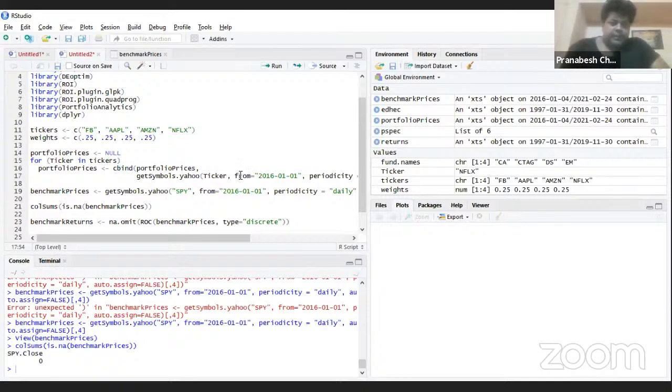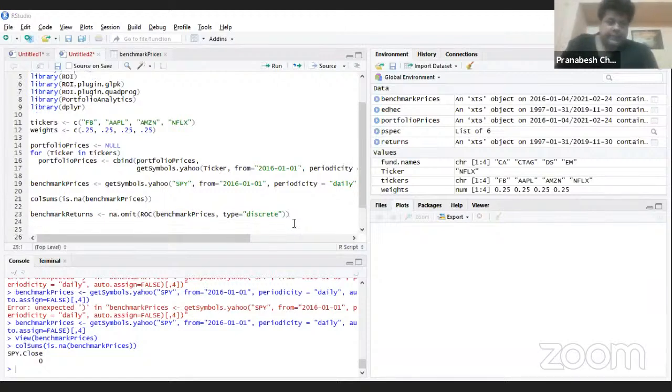You can see benchmark returns now. I've used... Yes, sir. So if you remember last time when we were calculating the returns, we didn't use this argument, type equals discrete, in our function. But this time we are using it. This time also we can omit it, but for a change, I just use that function.